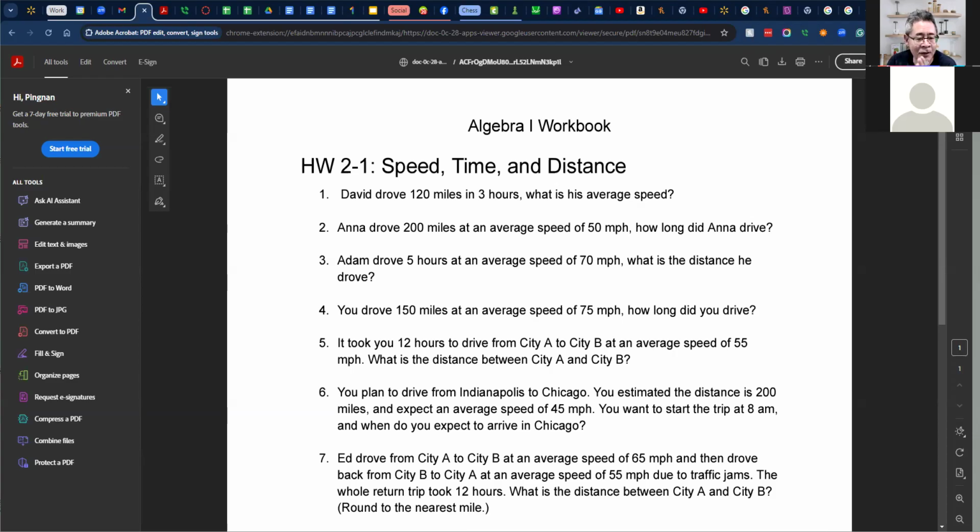Yeah, you can type on the chat. Very good. So that's pretty simple. Number two, Anna drove 200 miles at an average speed of 50 miles per hour. How long did Anna drive?